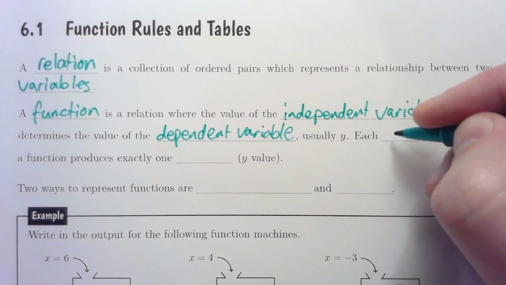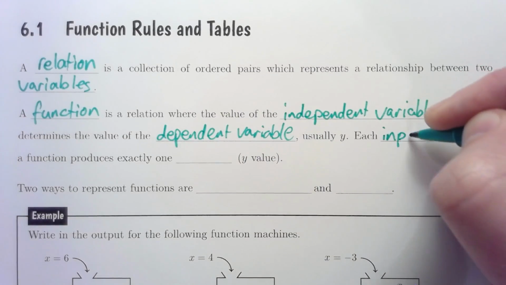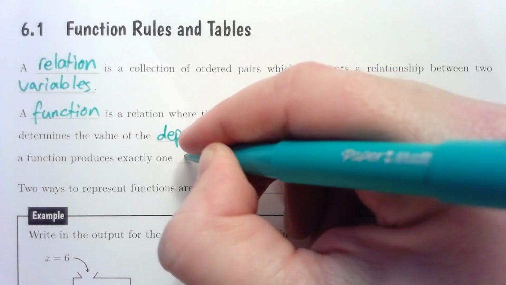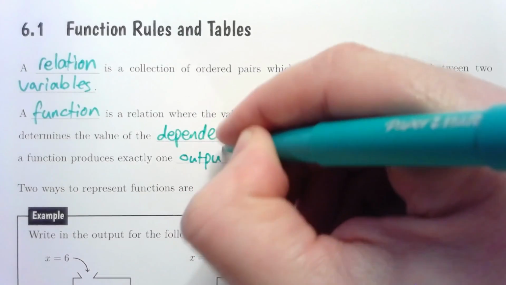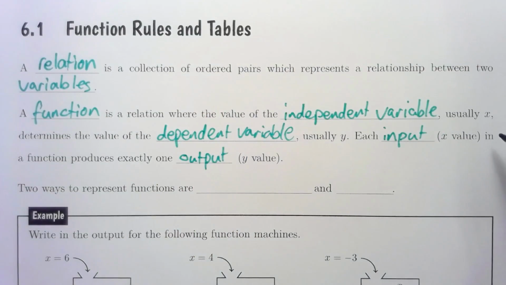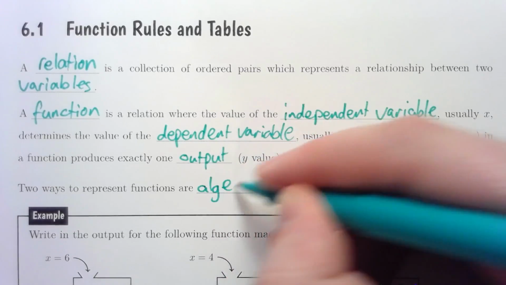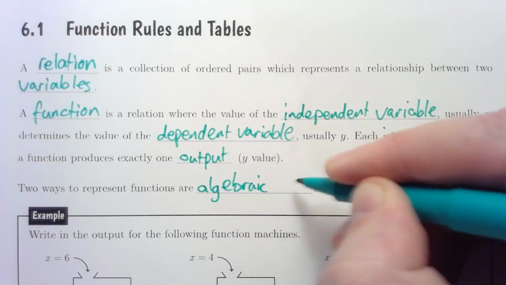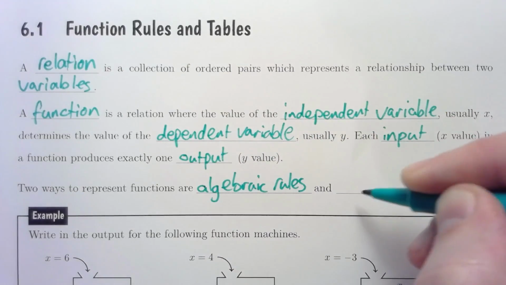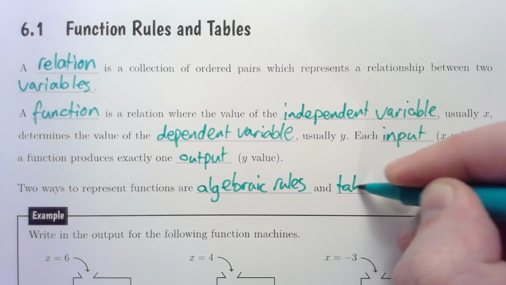Now, another way we can describe these is as an input and an output. And we can say that each input of the function produces exactly one output. If we know what x is, we know exactly what y is. Now, two ways we can represent functions are using algebraic rules and with tables.